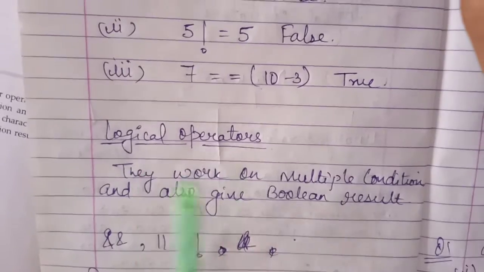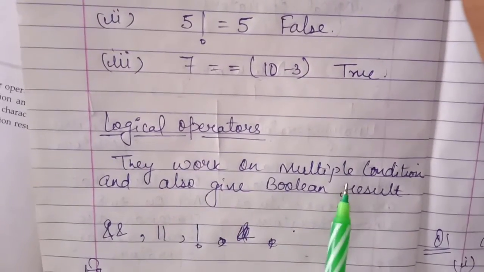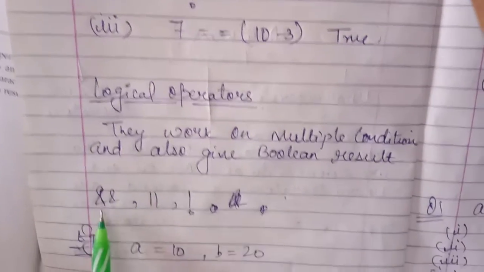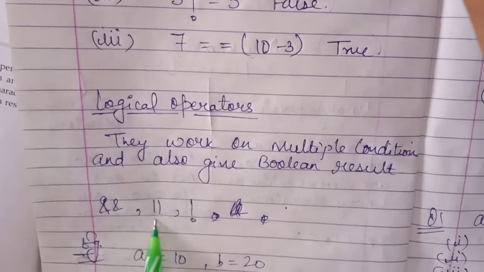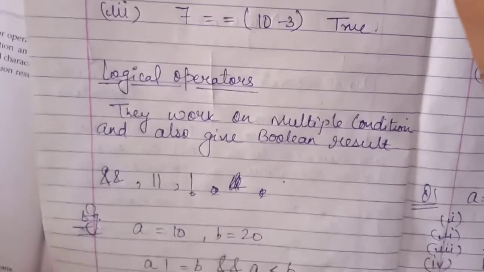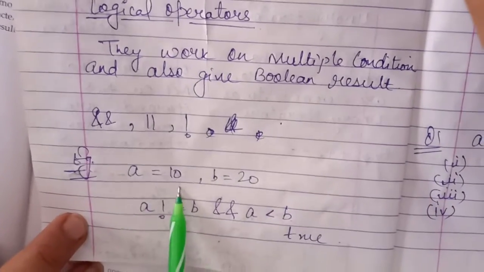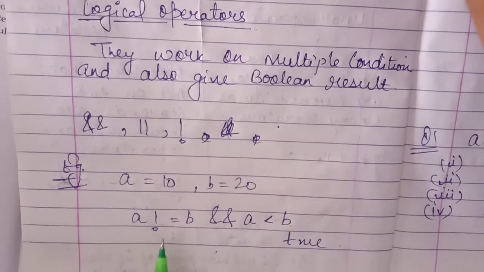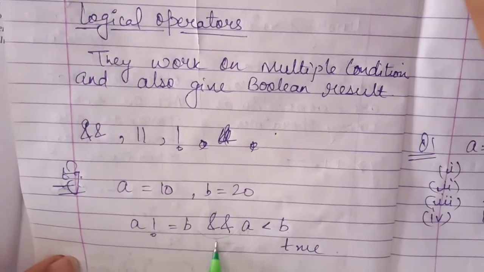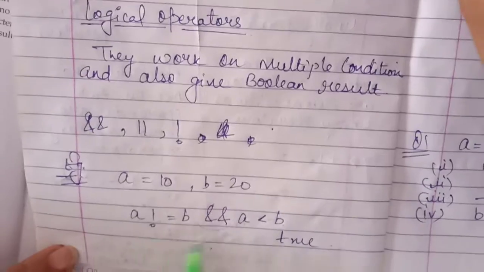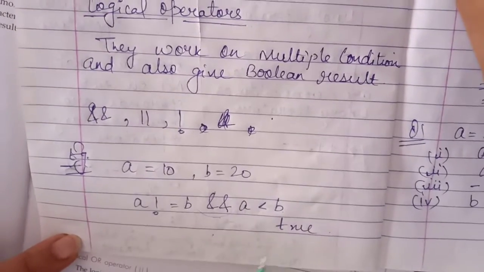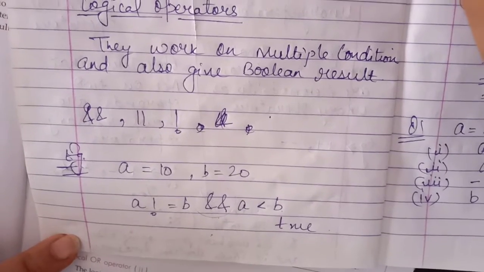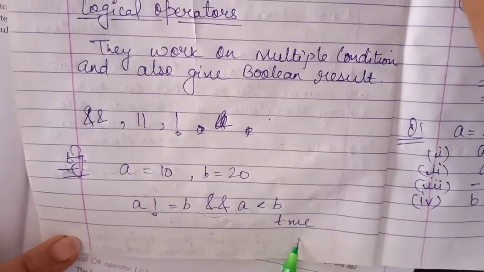Now next is your logical operators. They work on multiple conditions and also give Boolean result. Logical operators are your and, or, and your not. Here you can see the example. A is equal to 10, B is equal to 20. The and operator gives the result true when both the conditions are true. It will return false if any one of the conditions becomes false.